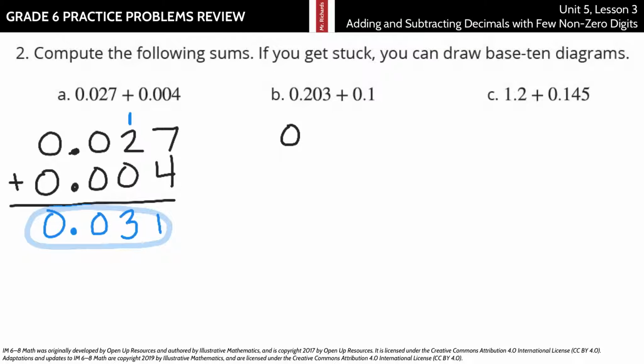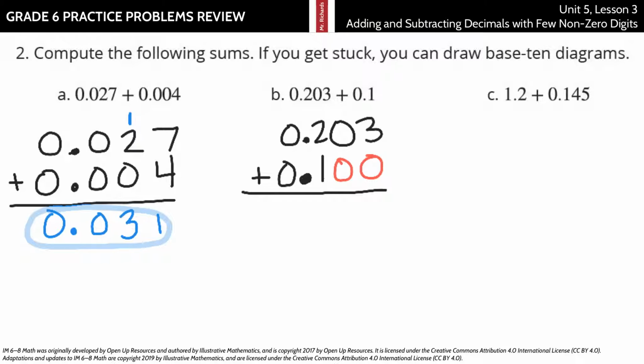Now as we move on to our next question, in B, 0.203, so 203 thousandths, plus 0 decimal point needs to absolutely line up here. You have 2 in the tenths, we have 1 in the tenths there, so our 1 in the tenths lines up with our 2 in the tenths. And now let's put in some zeros there to make sure everything nicely lines up.